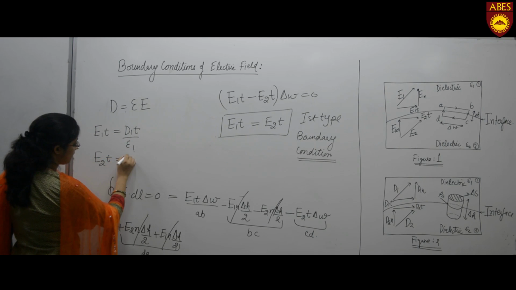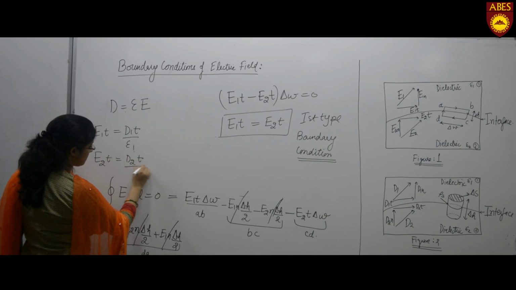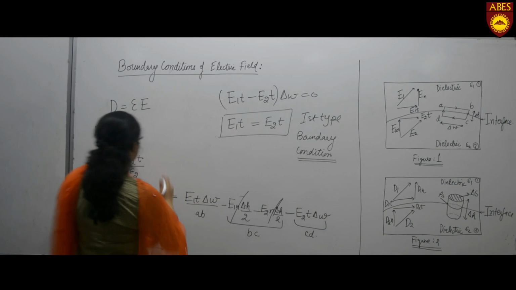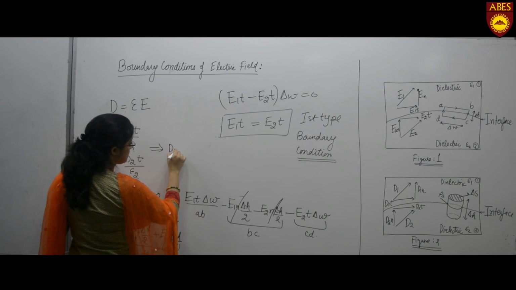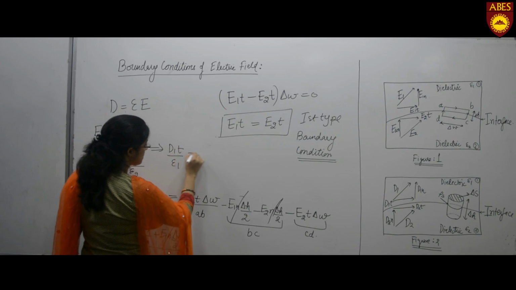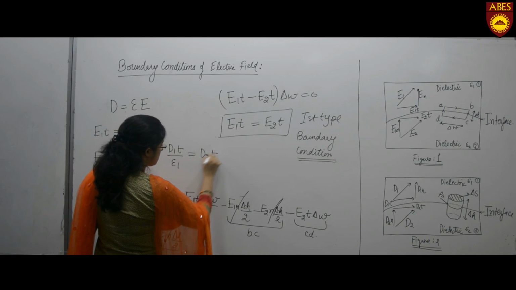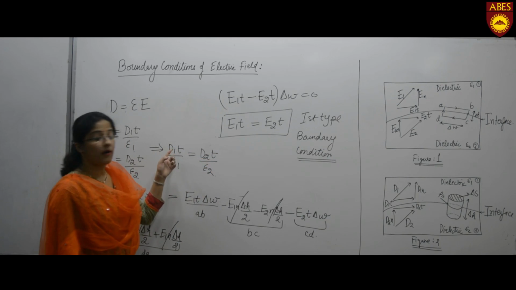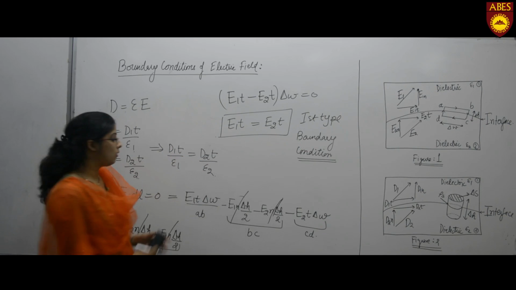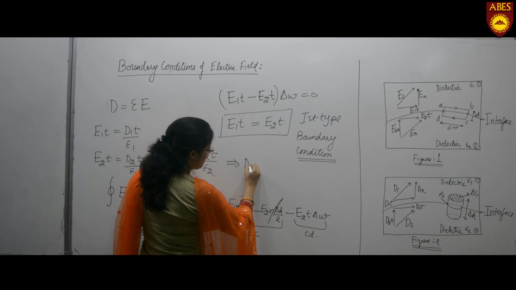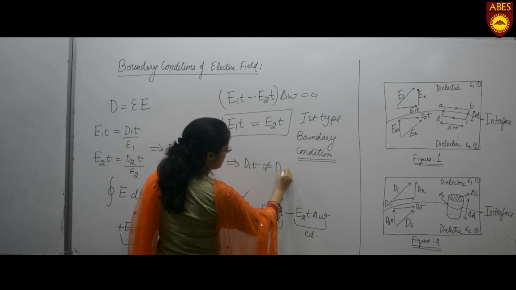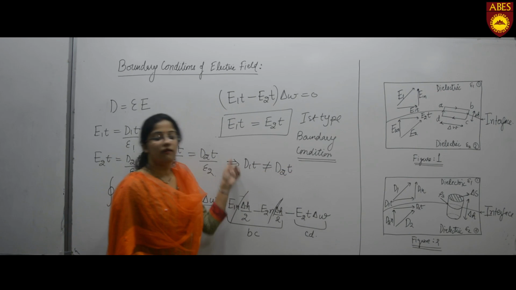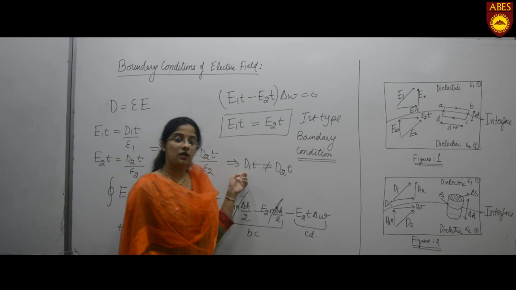Now if I put the value of E1T and E2T in terms of D, it can be written as, since both the terms are equal, D1T upon epsilon 1 is equal to D2T upon epsilon 2. So it can be seen over here that the tangential parts of electric flux density are not equal, so it can be written as D1T is not equal to D2T. What it signifies is that this particular part is discontinuous across the surface.